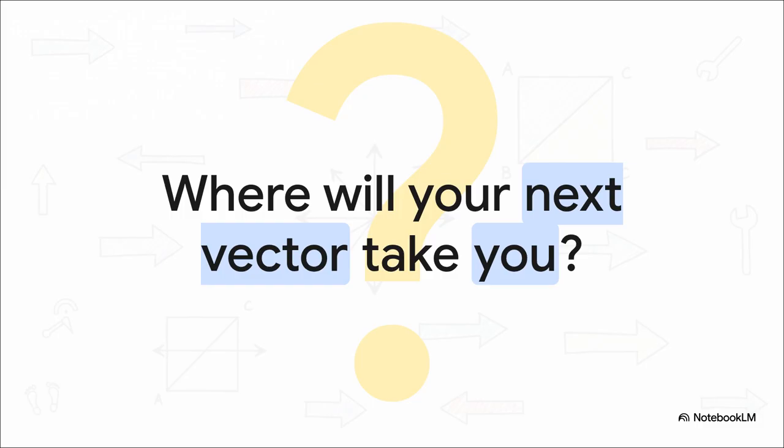So with this logical system now in your back pocket, if a unit vector gives you pure direction, where will your next vector take you?